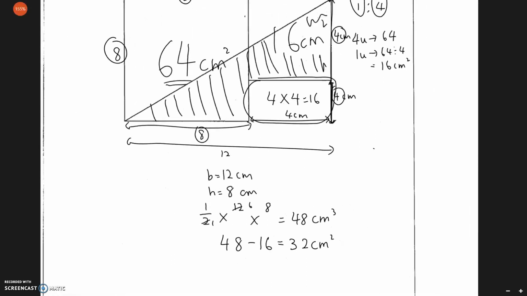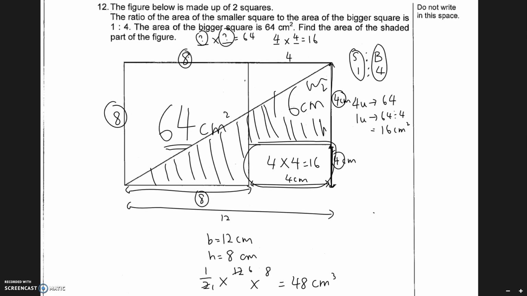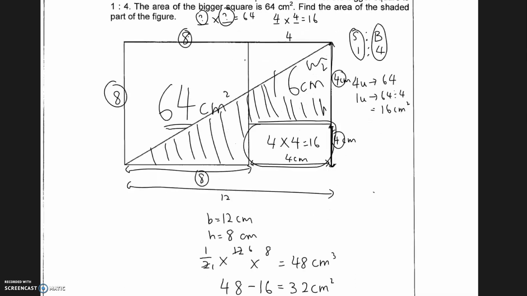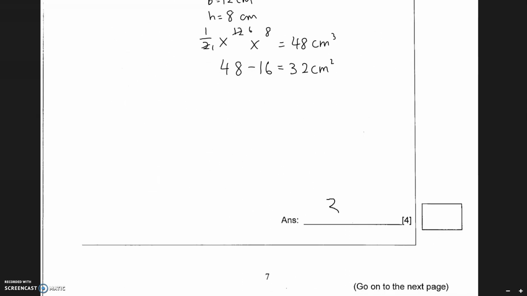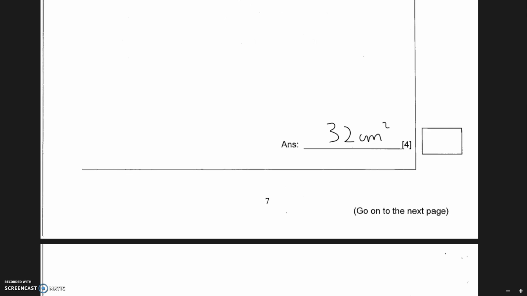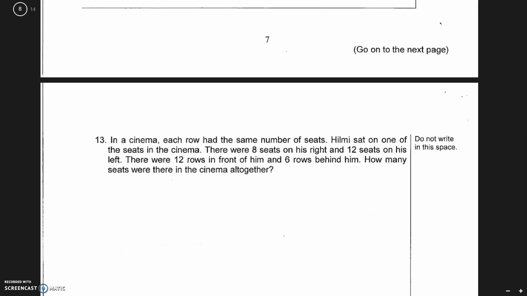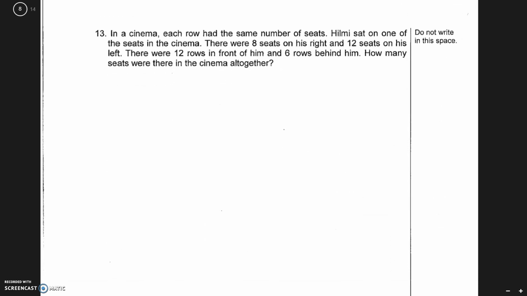So that is the working. You will find that I'm actually lumping a ratio question with a triangle question in the exam, and this can be possible as well. So the answer is 32 square centimeters. Okay, now let's move on to the next question. I'm moving a little fast because we don't want this video to drag on.